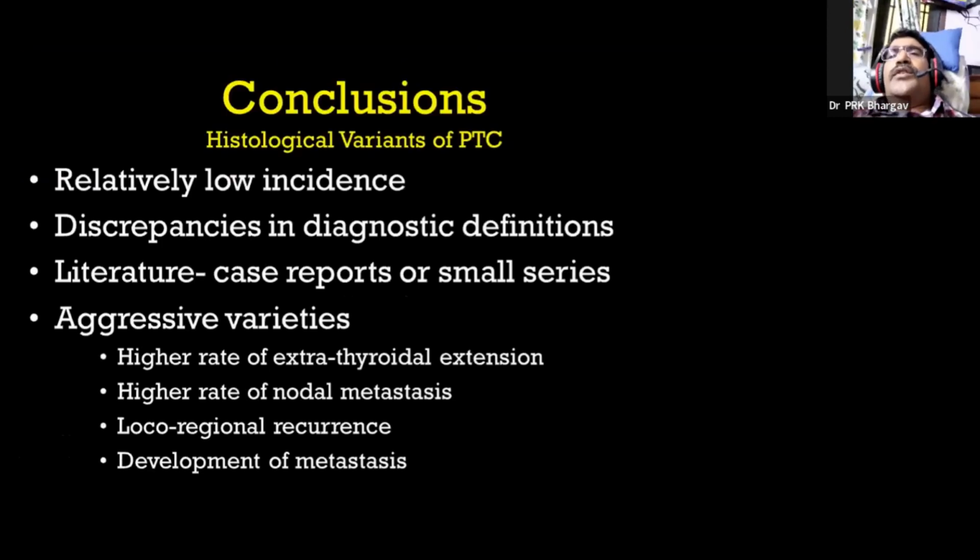Now the conclusions. The histological variants of PTC are, in general, relatively low incidence variants. There are a lot of discrepancies in diagnostic definitions. Most of the reports are case reports or small series. Aggressive variants usually have extrathyroidal invasion, nodal metastasis, recurrence, and metastasis rate up to 30 to 50% compared to the classical and follicular variant. Next.